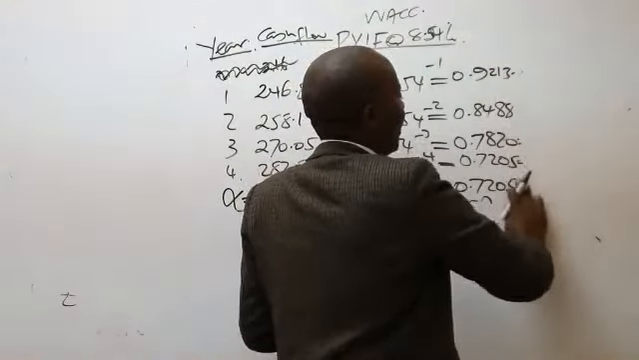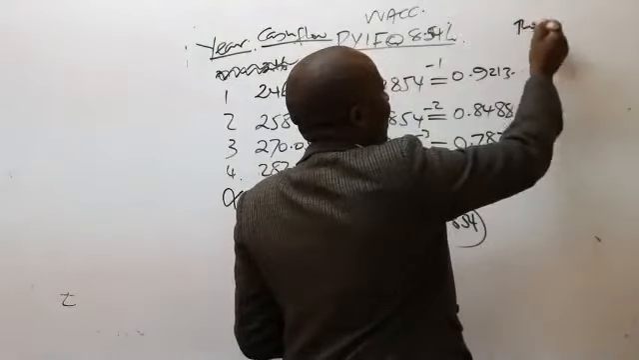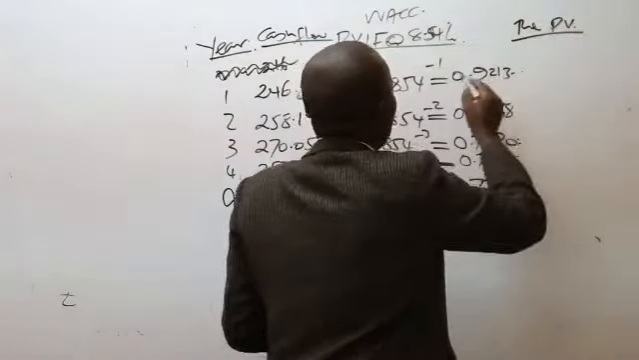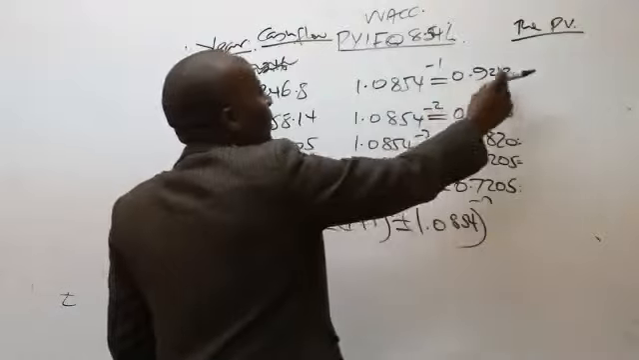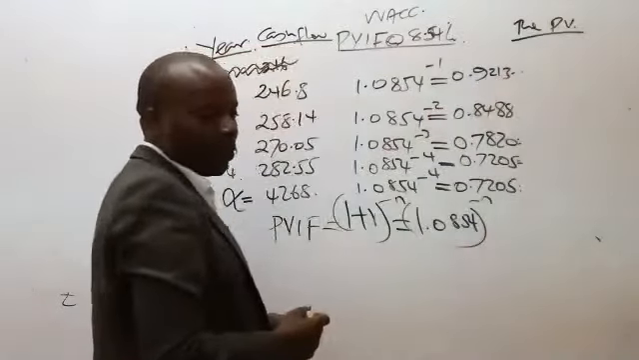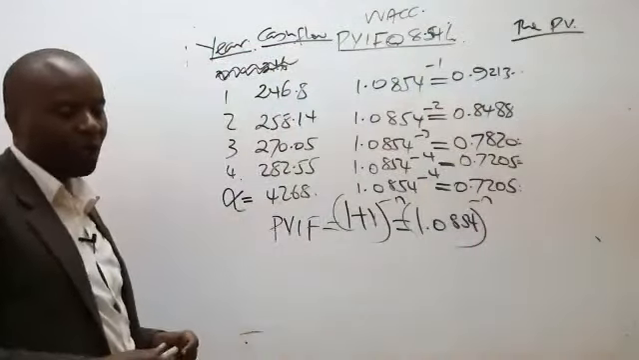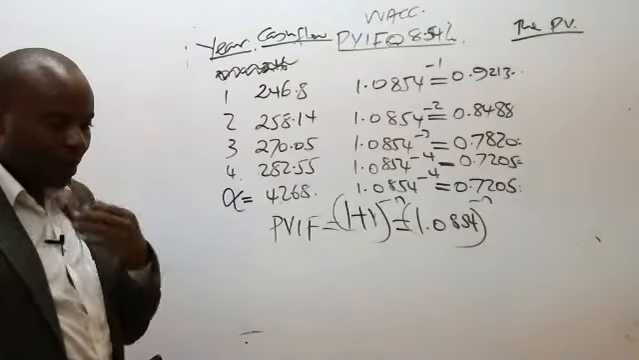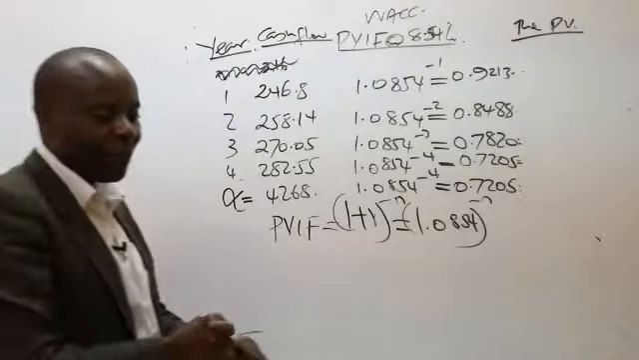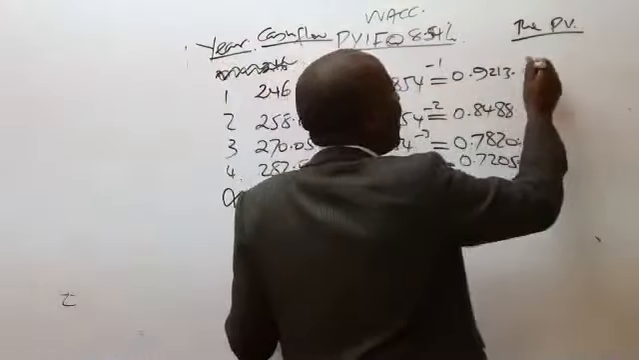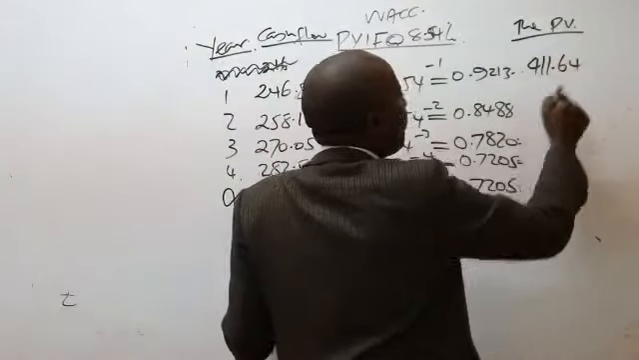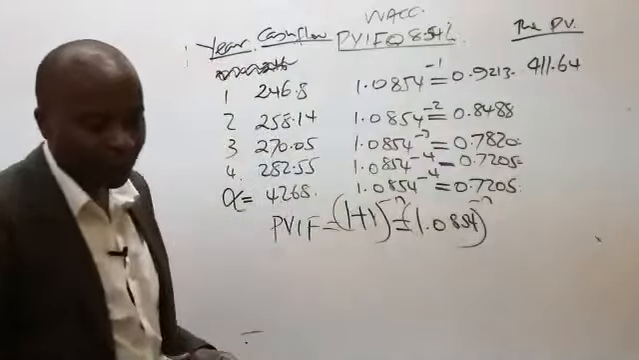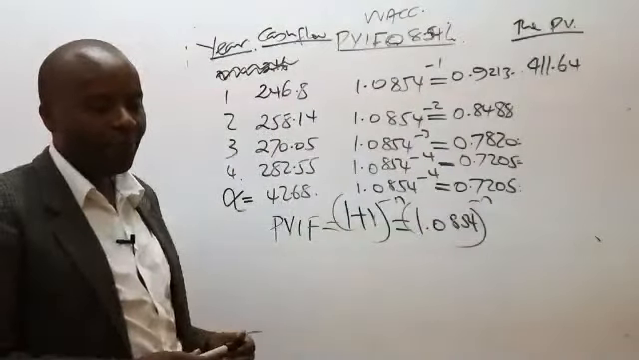Not PVIFs, but the present values. Give me the present values. So you multiply this and this. Give me 2 decimal places. So Caro tells me the first one is 411.64. The second one is how much?